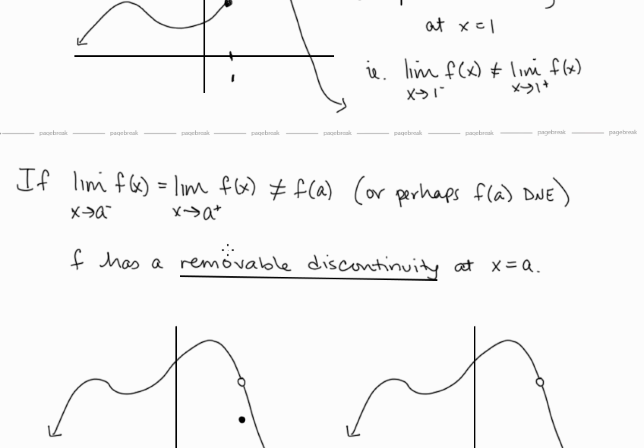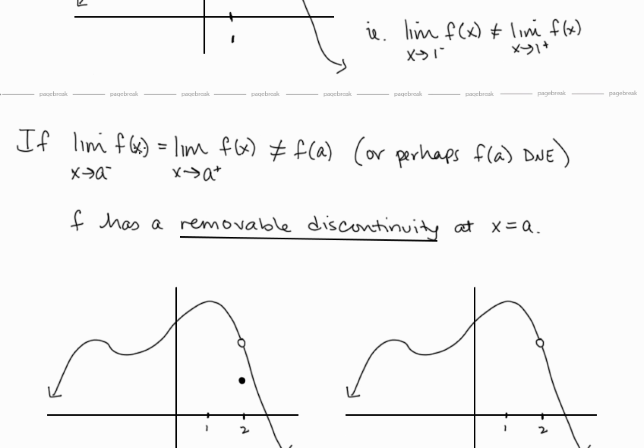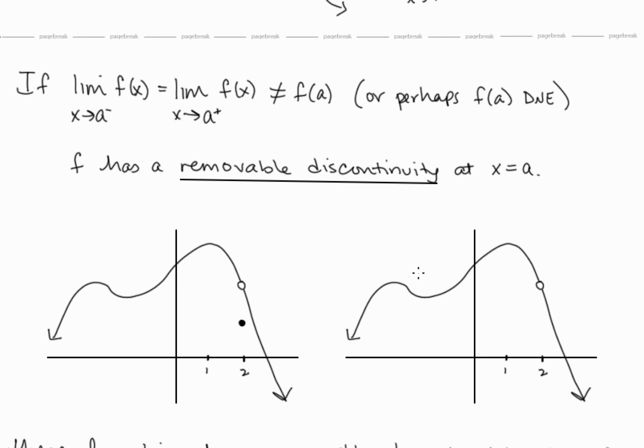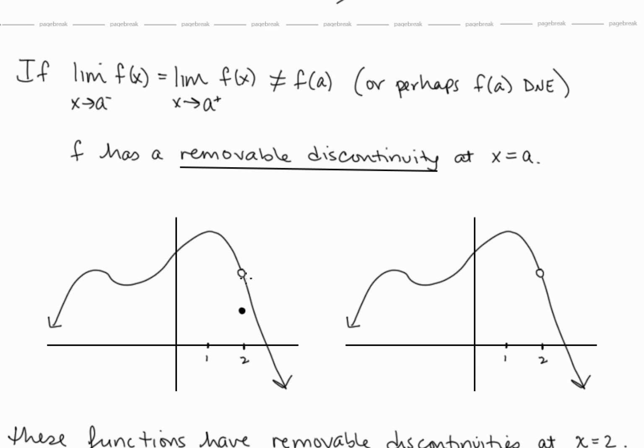If the limit as x approaches a from the left of f of x is equal to the limit as x approaches a from the right of f of x, but that limit is not equal to f of a, or perhaps f of a is not defined, does not exist, then f is said to have a removable discontinuity at x equals a. So here we have the two-sided limit existing, but that limit is not equal to the function evaluation at that point.